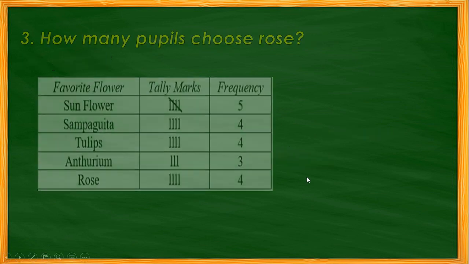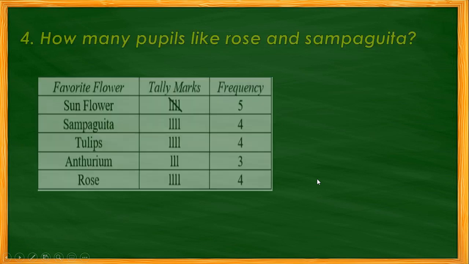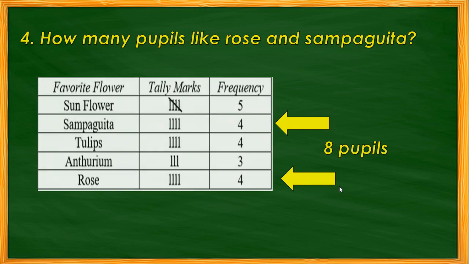And then, for number 3, how many pupils chose rose? The answer would be, correct, 4 pupils. And then for number 4, how many pupils like rose and sampaguita? Rose and also sampaguita. Very good. The answer is 8 pupils.